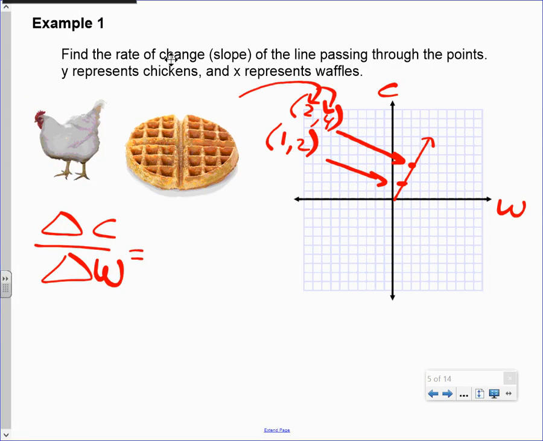We've got to rise above it, the less abstract, and apply the abstract to real situations. So the delta chickens over delta waffles, the change in chickens over the change in waffles, let's do it. What are the 2 values for chickens? Think of warm-up. What are the 2 values for chickens in this case? 4 and 2. This is a chicken value, and this is another chicken value, the 4 and 2. Let's subtract those 2. 4 minus 2.